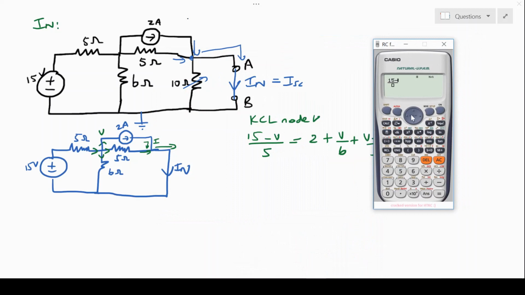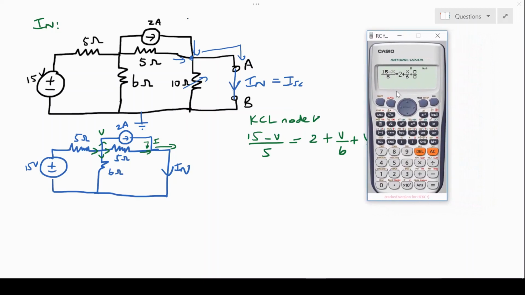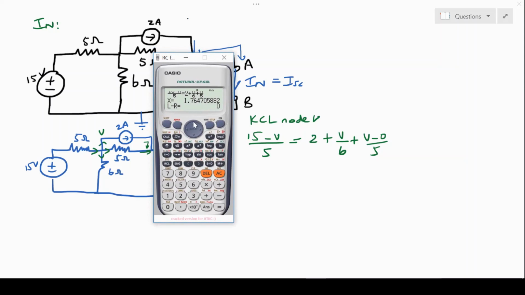So 15 minus the unknown over 5 becomes 2 plus the unknown over 6 plus the unknown over 5. Right, and we get a value of 1.76. Right, so V is equals to 1.76.